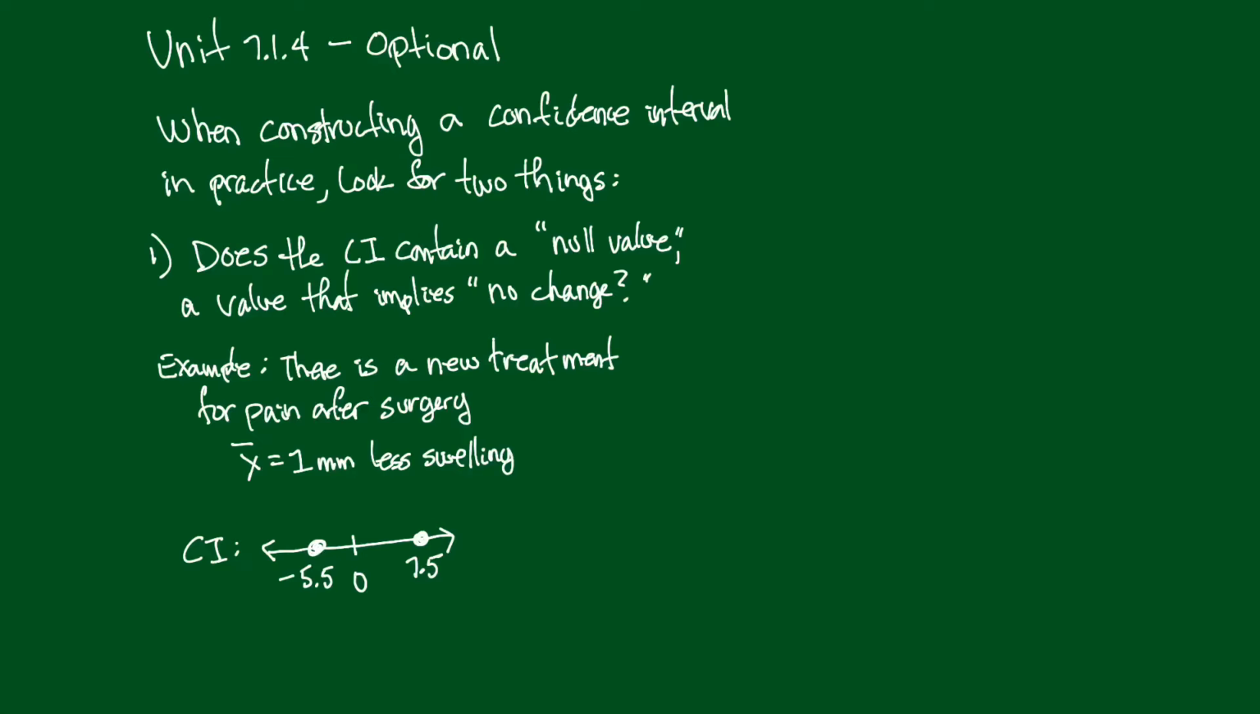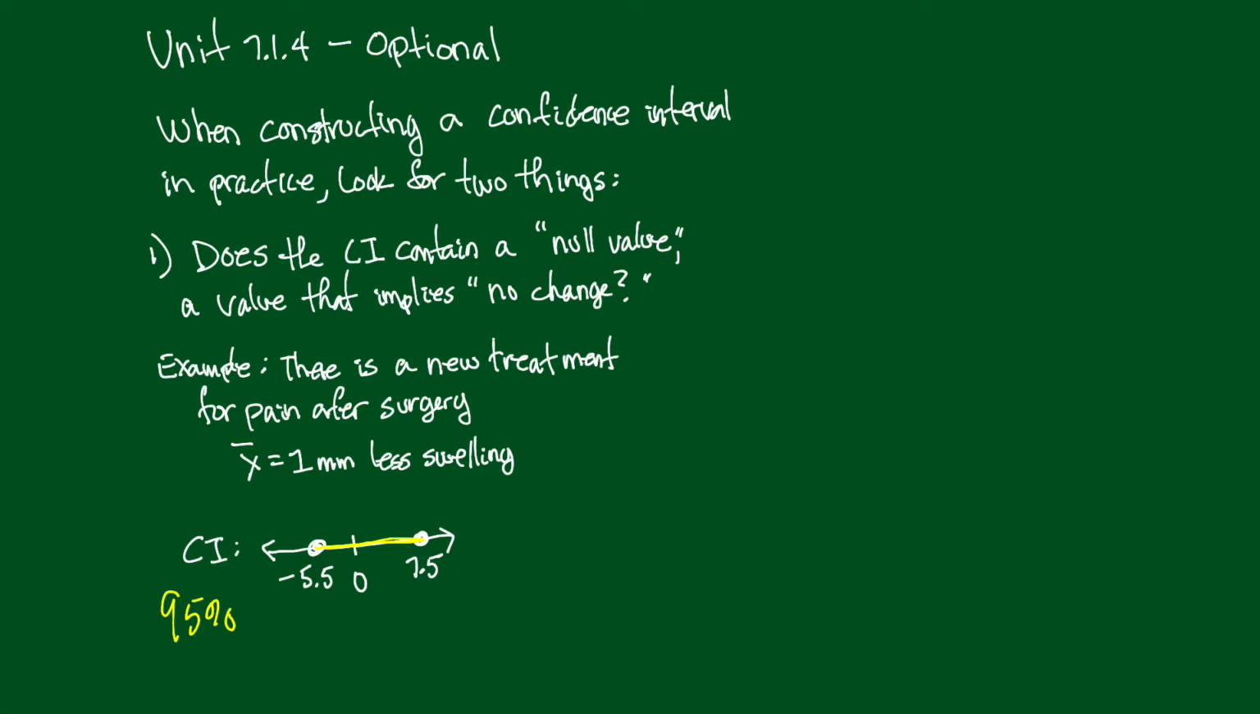Here's an example. Suppose that there's a new treatment for pain after surgery, and you take a sample and you get X bar, the average reduction of swelling after surgery is 1 millimeter. So on the average, there's 1 millimeter less swelling after surgery with this new procedure. So you create a confidence interval. Now suppose your confidence interval goes from negative 5.5 to 7.5, and maybe you're at 95% here.